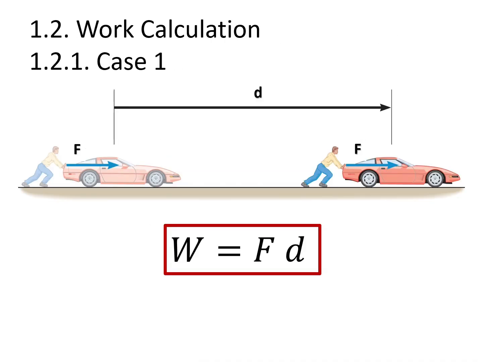Now let us look at the simplest case. In this case, the force is applied in the same direction as the displacement. The object moves to the right, and the force also points to the right. The angle between the force vector and the displacement vector is 0 degrees. Since cosine of 0 degrees is 1, the work equation becomes W equals F times d.